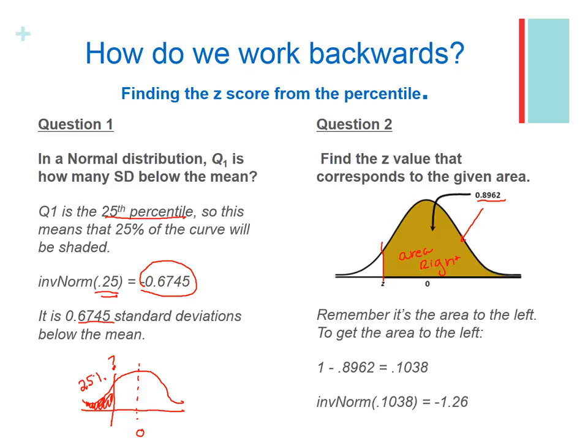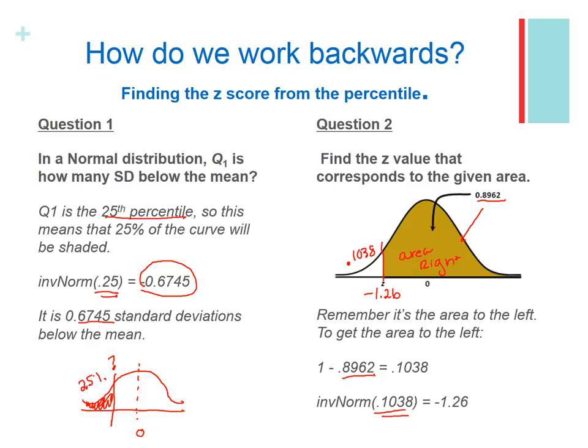All right, so how do I get that area to the left? I'm going to do one minus 0.8962. So now I have that the area to the left is 0.1038. Then on my calculator, I can do inverse norm of 0.1038, which is negative 1.26.